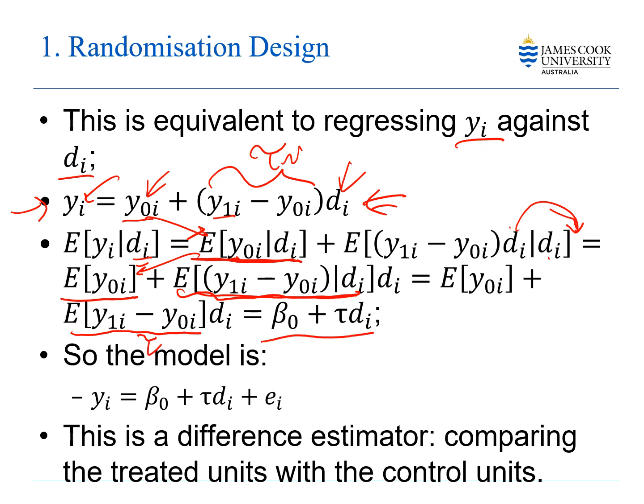So we get this regression model, beta 0 plus tau di. From here we can specify a regression model: yi is equal to beta 0 plus tau di plus ei. This is a difference estimator, essentially comparing the treated units with the control units, and we can do so because we have this randomization.